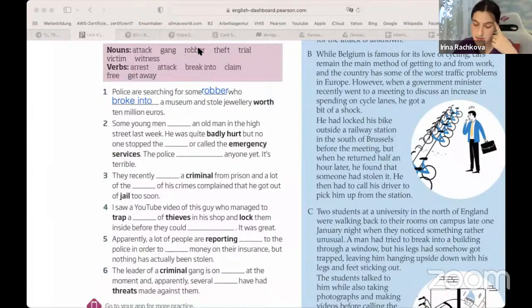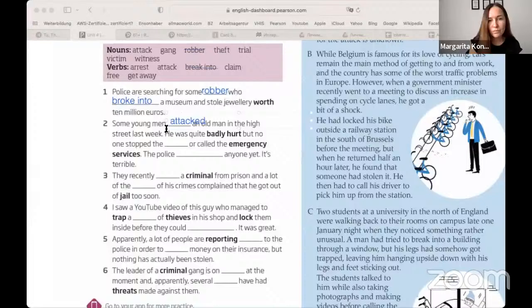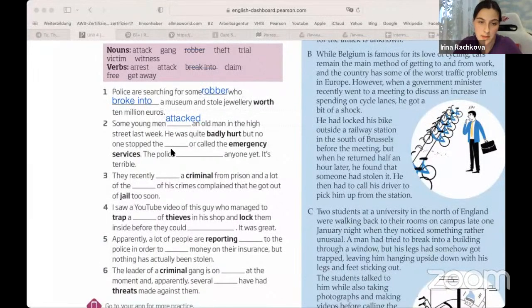Some young men attacked an old man in the High Street last week. He was quite badly hurt, but no one stopped the gang or called the emergency services. The police has arrested anyone yet. It's terrible. So some young men attacked an old man in the high street, okay, last week. He was quite badly hurt, but no one stopped the gang. Yes, you think?